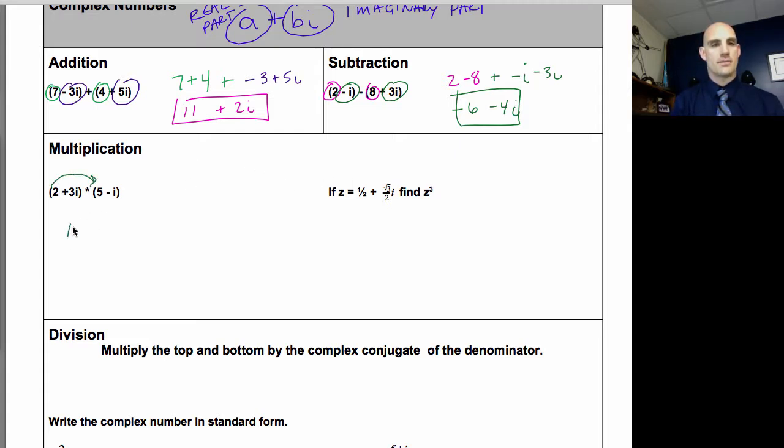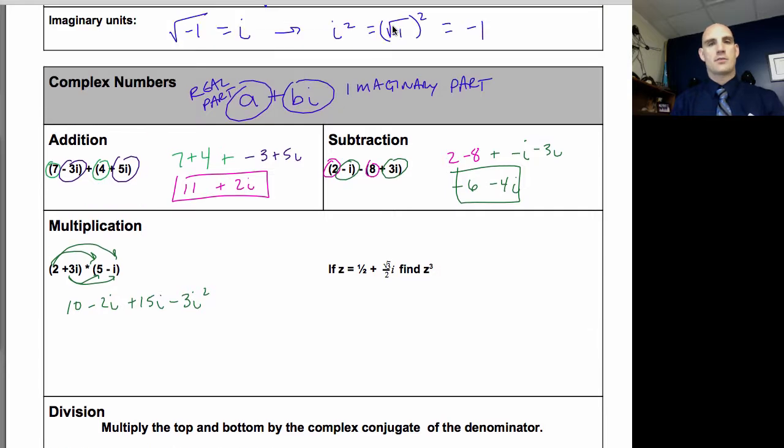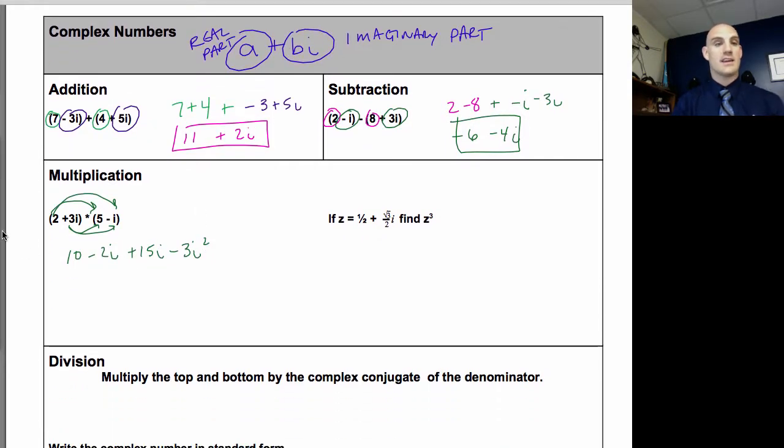As I distribute here, I get 10 minus 2i plus 15i minus 3i squared. The note up here that we had, where i squared is -1, comes in handy here, because we realize we don't have an i squared. We actually have a -1. So it's 10 plus 13i minus 3 times -1, which is 10 plus 13i plus 3. So my complex number is 13 plus 13i.